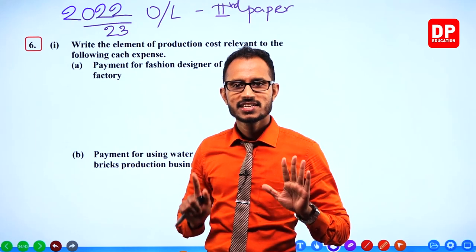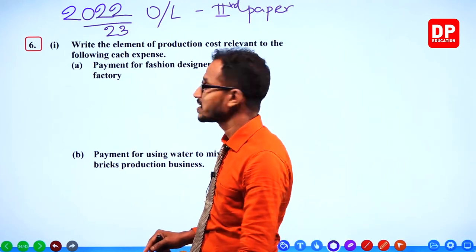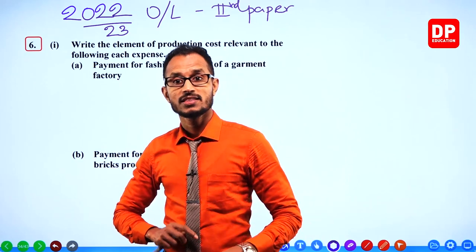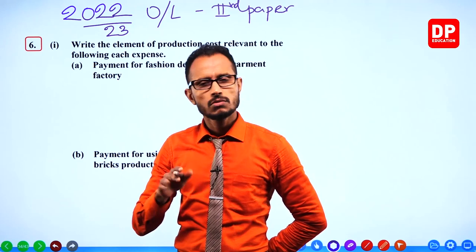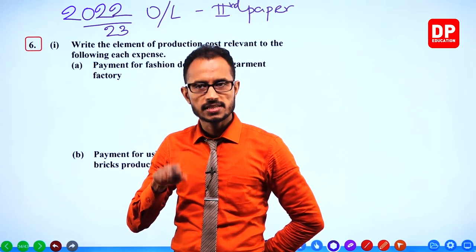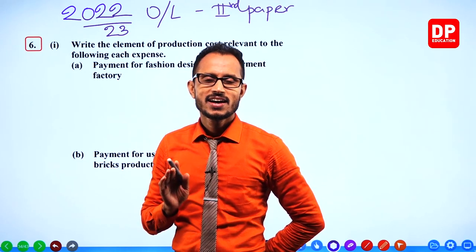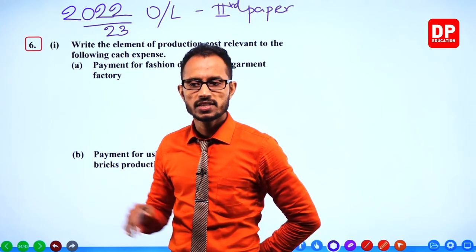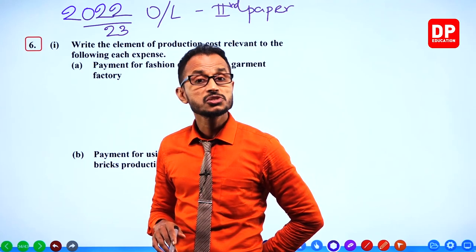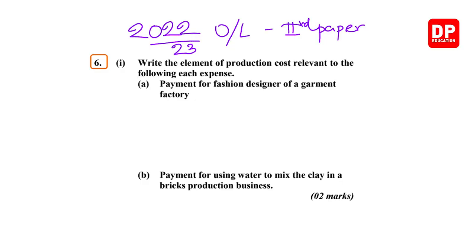This is the fourth video. The sixth question is in the fourth video. We'll do the sixth question here. The last question, which is the seventh question, we'll do in the next video. That is the financial statement question. Here we go. Write the element of production cost relevant to each of the following expenses.